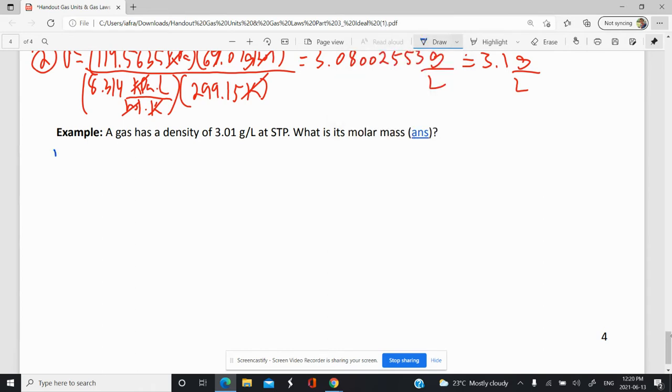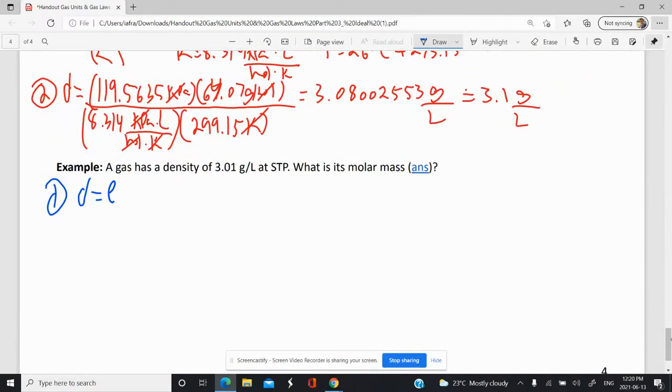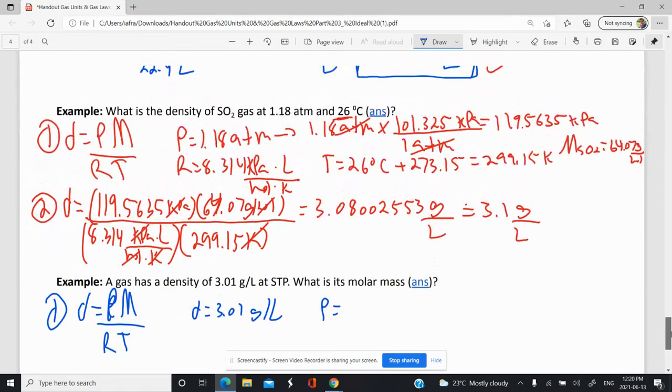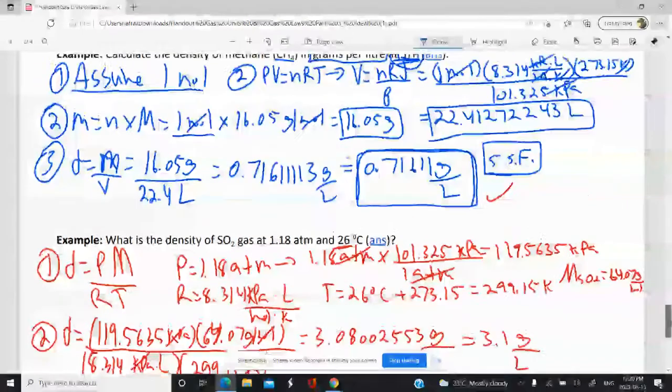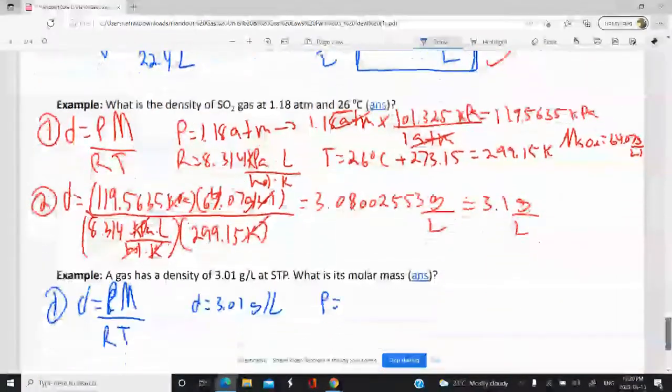So remember, we have our formula. Density is equal to, we derived it earlier, pressure times molar mass over RT. That's a P, by the way, pressure. Now, we have density given to us, 3.01 grams per liter. We have pressure as well at STP, right? So pressure at STP, as we used earlier, is 101.325 kPa.